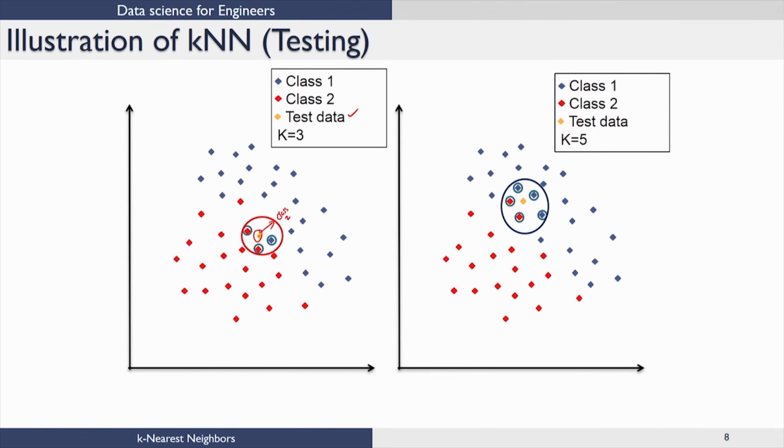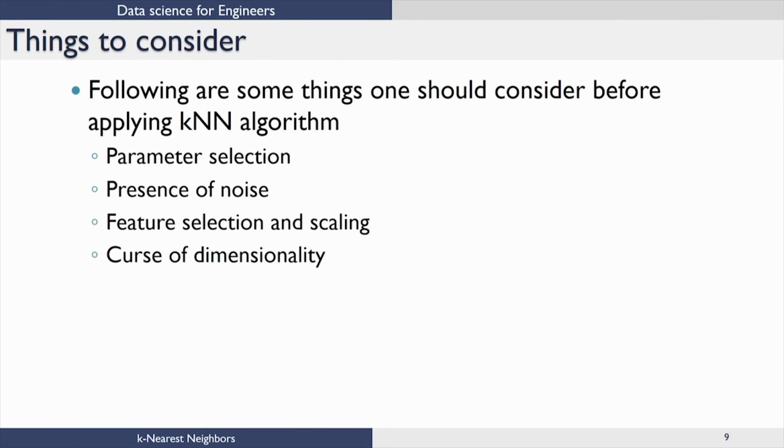If on the other hand the test data point is here and you were using k equal to 5, then you will look at the 5 closest neighbors to this point, and you see that 2 of them are class 2 and 3 are class 1. So, by majority voting, this will be put into class 1. So, you will get a label of class 1 for this data point. So, this is the basic idea of k nearest neighbor. Very simple. However, there are some things to consider before applying kNN.